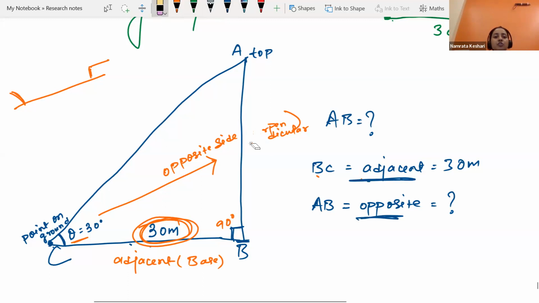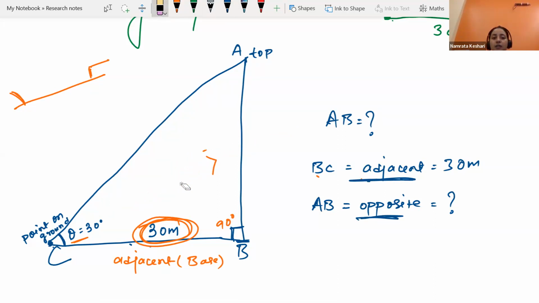Which trigonometric ratio? Tan 30. Okay, we are going to take tan 30. We can also take cot 30, because tan and cot both have the formula opposite over adjacent, or adjacent over opposite.